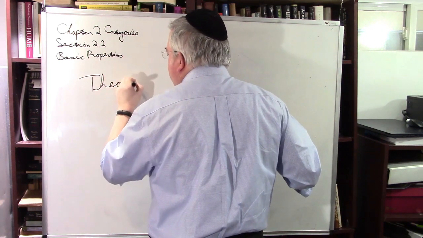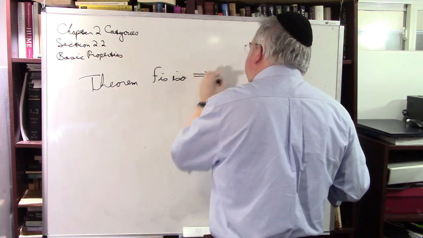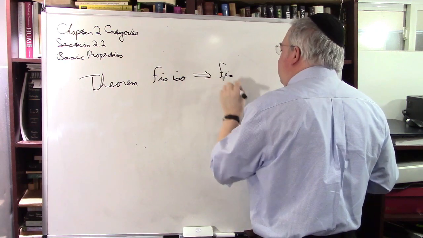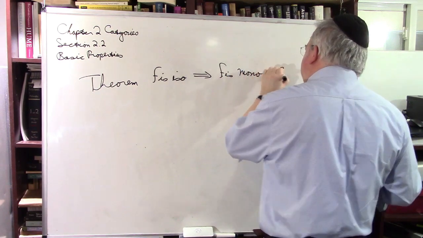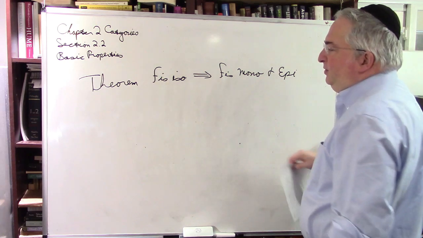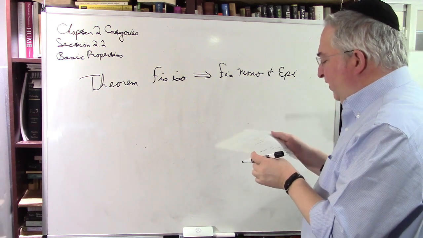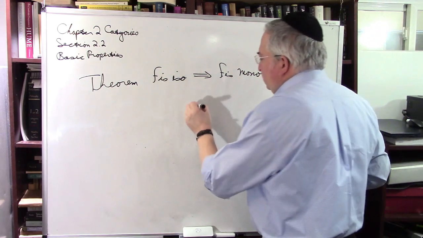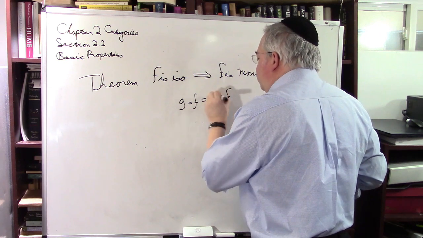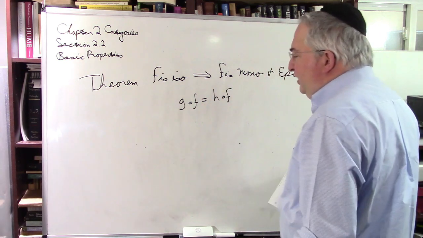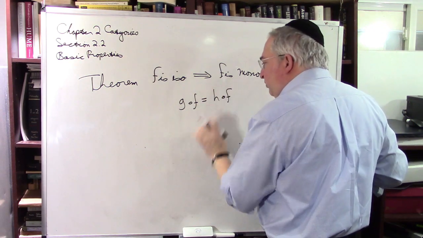So theorem: if F is iso, that implies F is mono and epi. An isomorphism is both mono and epi. The idea is as follows. You use the inverse. So let's just do it. If F composed G is equal to F composed H, then use the inverse of F on both sides of the equation. So let's go through this.